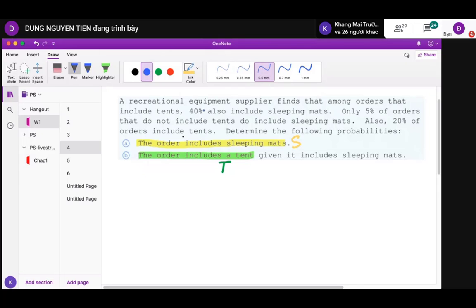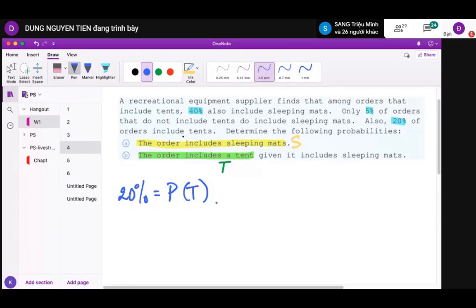Now you have several numbers, right? You have the numbers 40%, 5%, and 20%. What are they? First of all, 20% is the probability that the order includes a tent, so it should be the probability of T. If you have no information about the order, then the probability that it includes a tent is 20%.